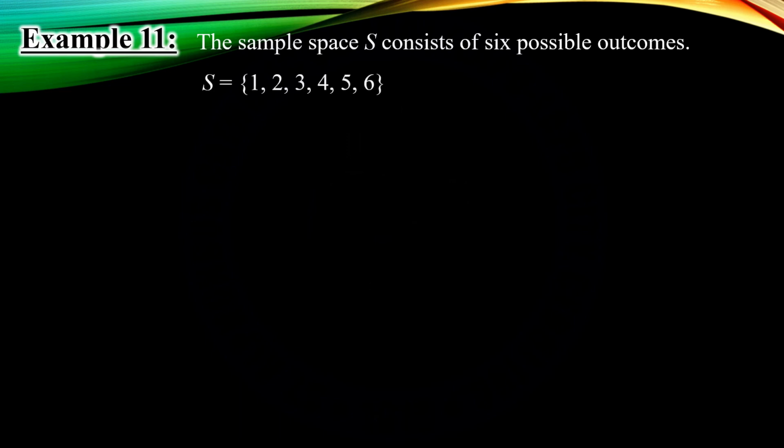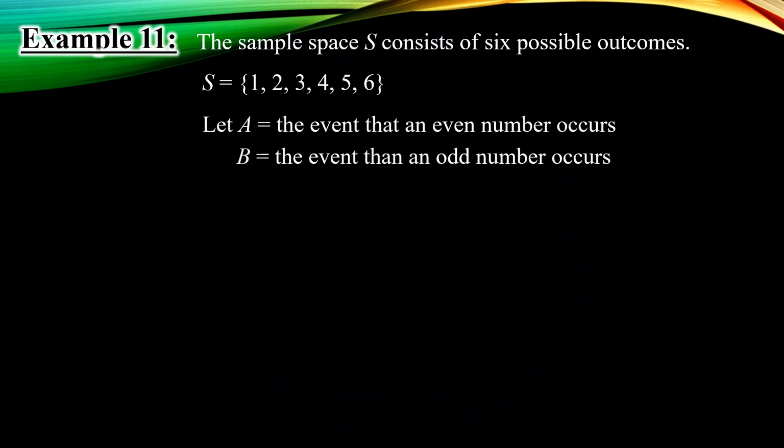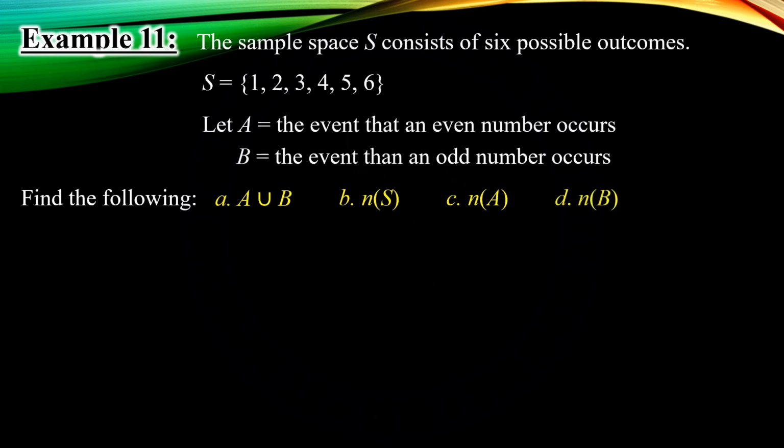Example number 11. The sample space consists of 6 possible outcomes, and they are 1, 2, 3, 4, 5, and 6. Let A be the event that an even number occurs, and let B be the event that an odd number occurs. Now we are asked to find the following: the elements of A union B, the cardinality of the sample space, the cardinality of set A, and the cardinality of set B.